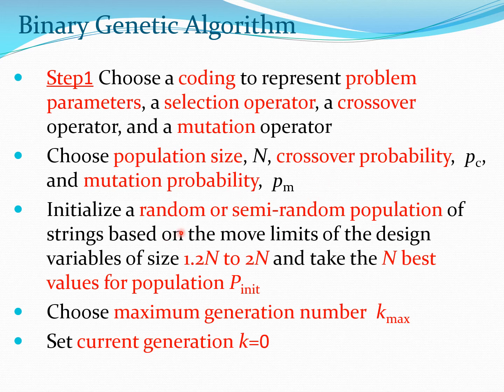Now create a random or semi-random population of strings based on the move limits of the design variable. This initial population can be of size 1.2n to 2n, and you take the best n values of the population to create the actual starting population here. And also you choose the maximum generation number k max, something like 50 could be chosen, and set the current generation k equals 0.